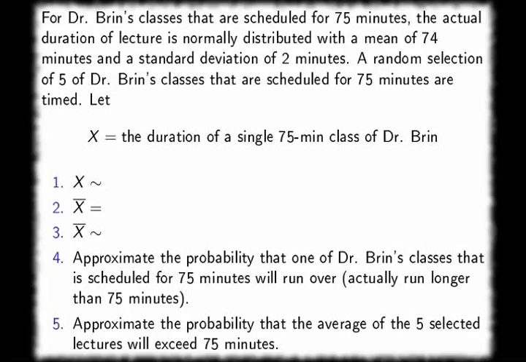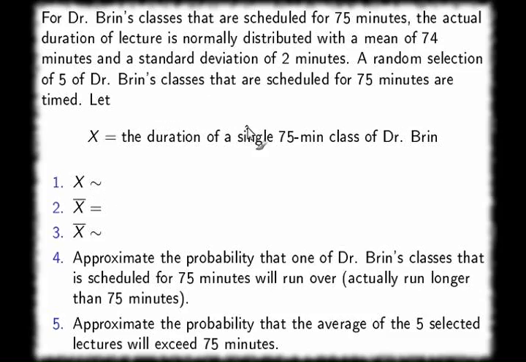For Dr. Brin's classes that are scheduled for 75 minutes, the actual duration of lecture is normally distributed with a mean of 74 minutes and a standard deviation of 2 minutes. A random selection of 5 of Dr. Brin's classes that are scheduled for 75 minutes are timed. Let X equal the duration of a single 75-minute class of Dr. Brin. X fits what distribution?